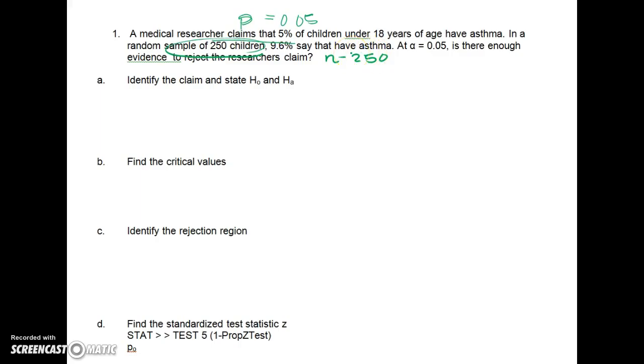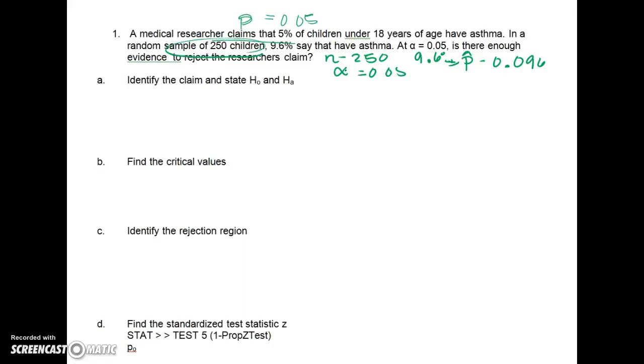And then, in that sample, I have found that 9.6%. So my P hat is equal to 0.096. Okay. And I also know that my alpha, because that's this point right here, is 0.05. So that's my level of significance for that problem. A lot of information there.